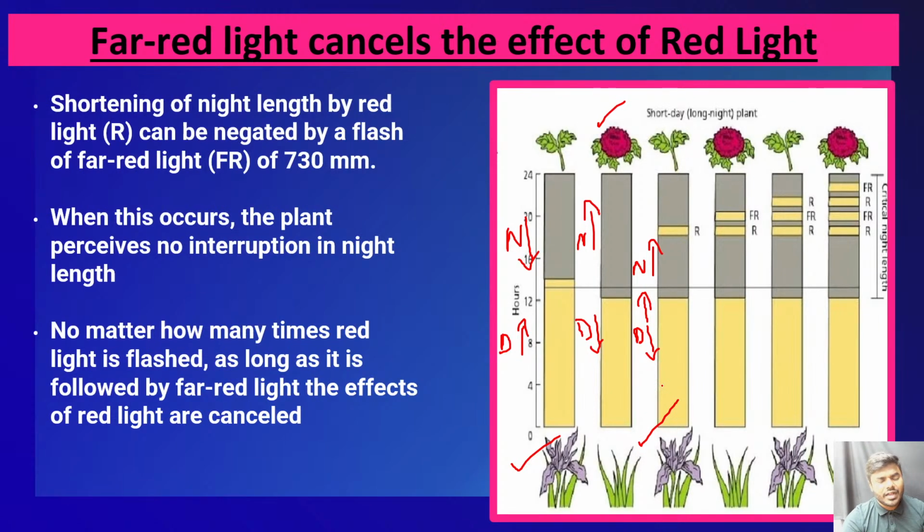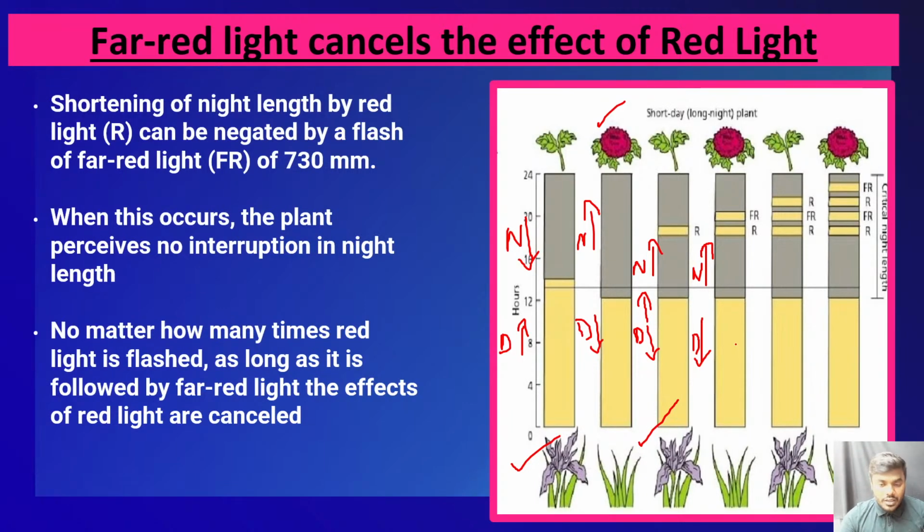Now don't get confused, look into the fourth condition, which is generally more, night is more. Which is less? Day is less. That is true, night is more, day is less. But what I have done, first I have punctured the night length with red light. If I punctured the night length with red light, which has to be increased? Daylight has to be increased, but it is not happening.